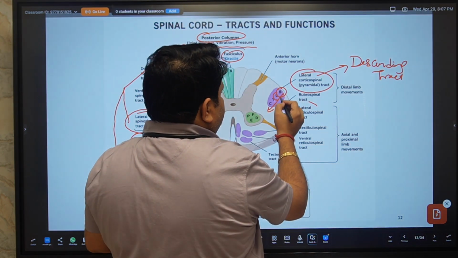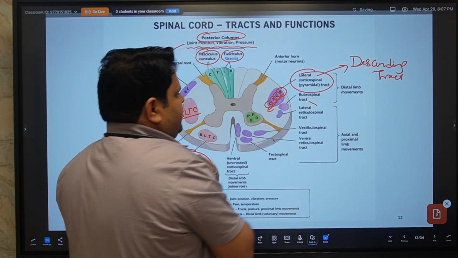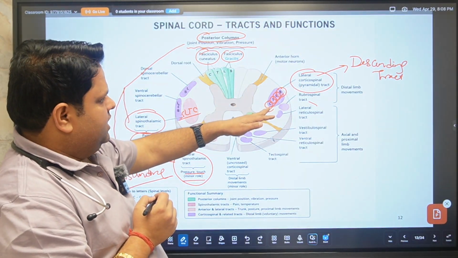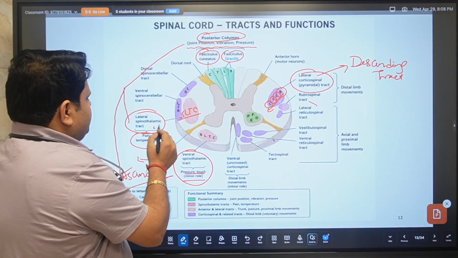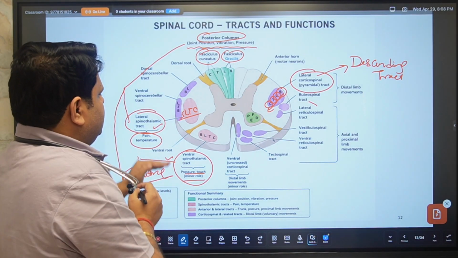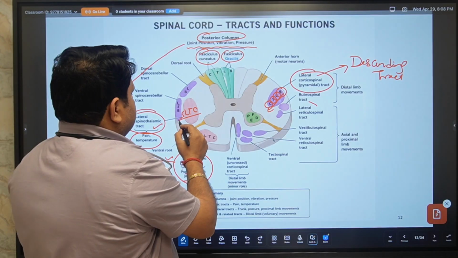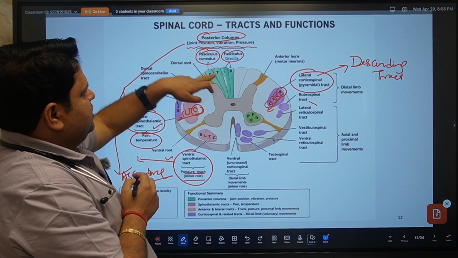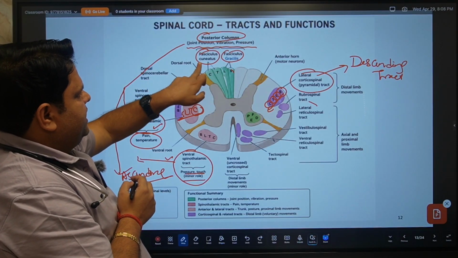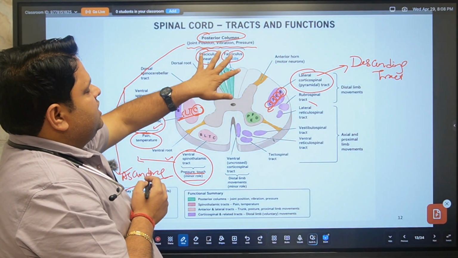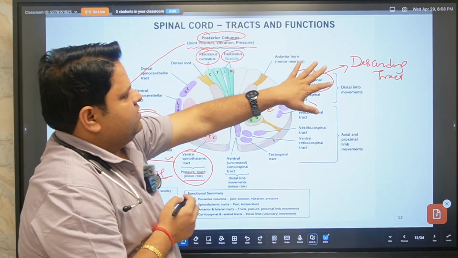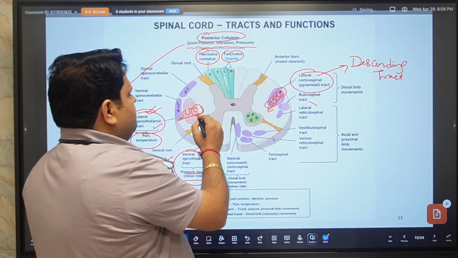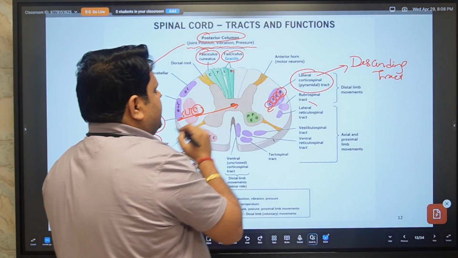Sacral fibers are outside, then lumbar fibers, then thoracic fibers, then cervical fibers. So the position of the fibers: sacral, lumbar, thoracic, and cervical, outside to in. Lateral spinothalamic tract and ventral spinothalamic tract, these are the ascending tracts. Fibers are sacral outside and cervical fibers inside. For the posterior column, sacral fibers are inside around the midline and cervical fibers outside, and these fibers cross at the level of the medulla. But the lateral spinothalamic tract crosses the midline at the same level of the spinal cord.